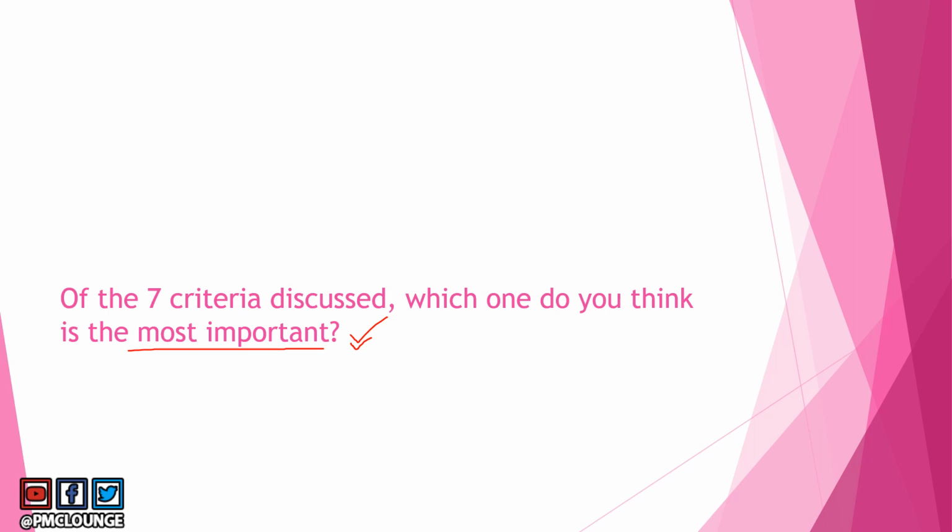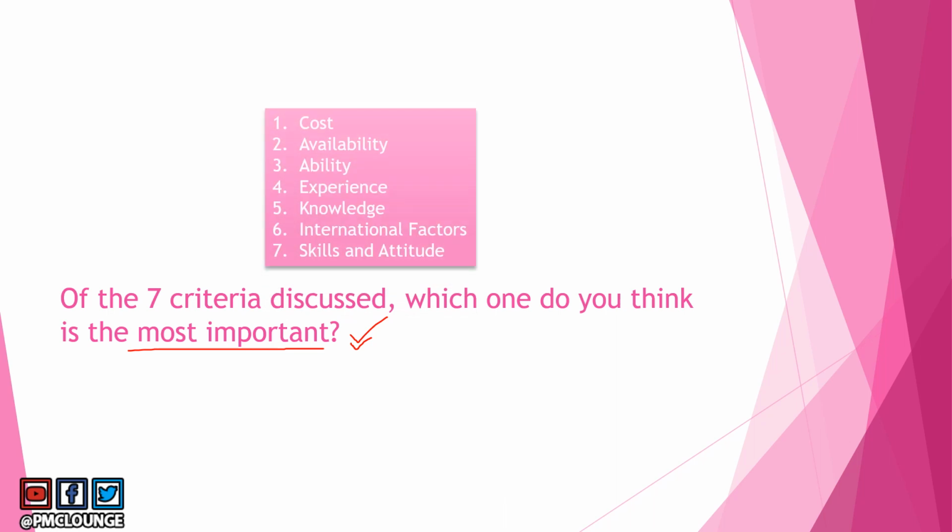Now, if you're looking for a point of reference, here are those 7 criteria that we discussed. Cost, availability, ability. These 3 apply to both physical resources as well as team resources, while the last 4 apply only to team resources, which are experience, knowledge, international factors, skills, and attitude. So which one of these 7 do you think is the most important? Let me know in the comments. I'm definitely looking forward to your answers.